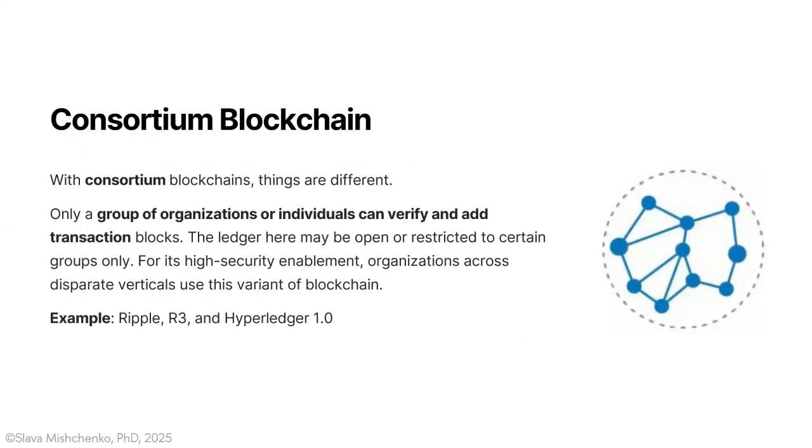And the ledger of a consortium blockchain can be configured to be either open for everyone to view, for example, or restricted to specific groups only. And this flexibility is particularly valuable for industries where, for example, multiple organizations need to collaborate while maintaining high security standards. And for example, in my consulting work, I've seen many organizations across different sectors who chose consortium blockchain specifically for their enhanced security features.